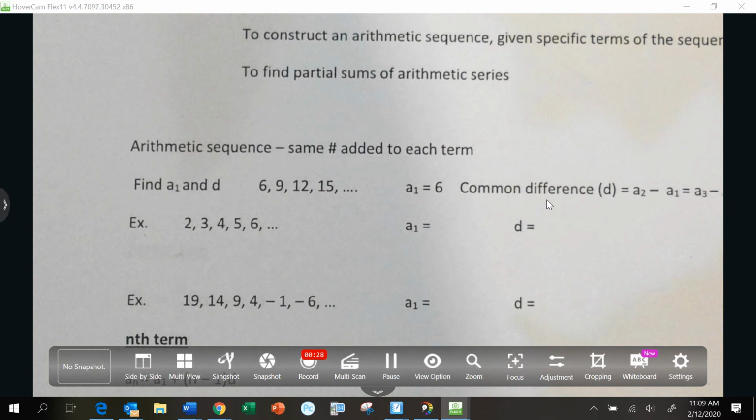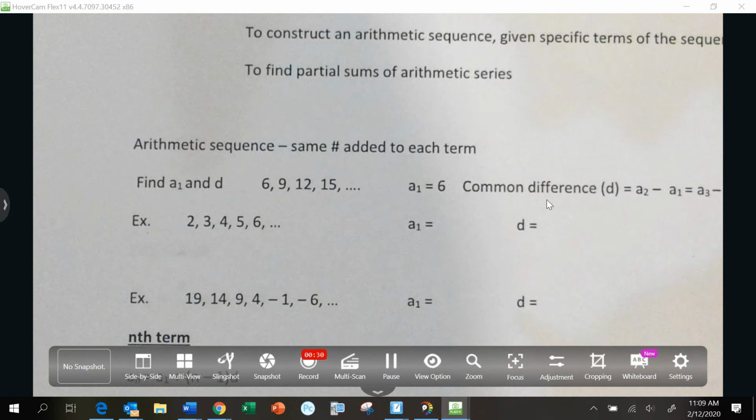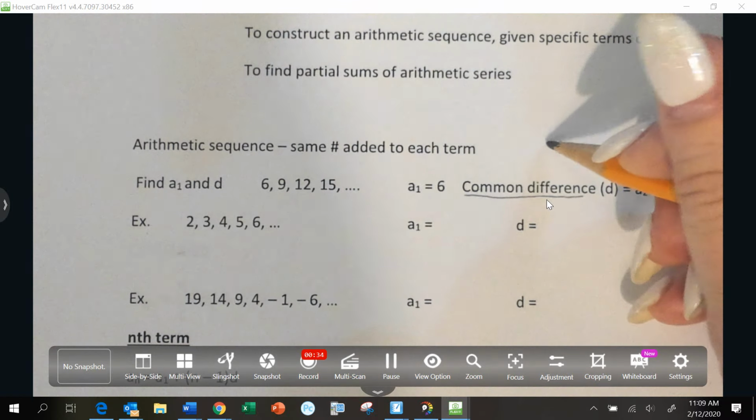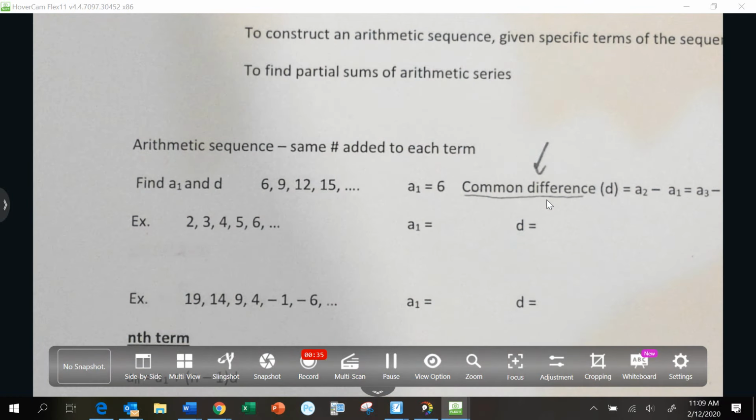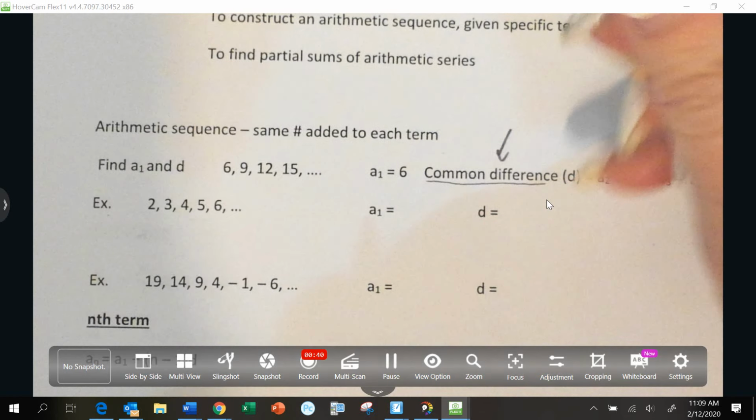Some vocab would be, that would be what you are adding each time, or subtracting. What are you adding each time?